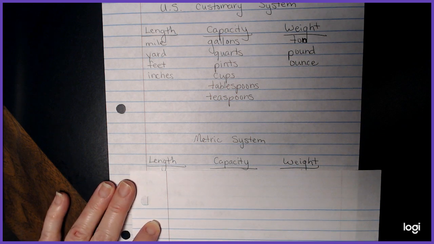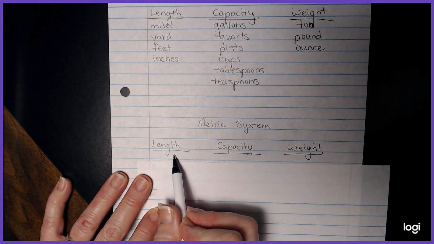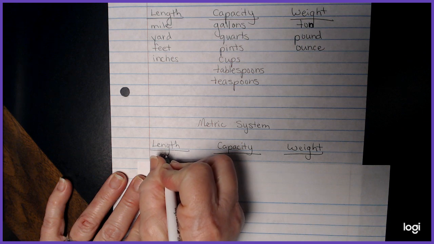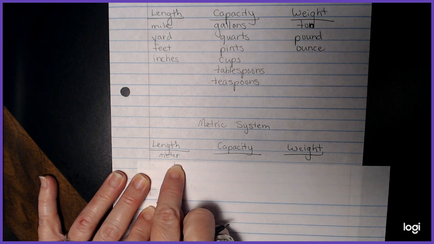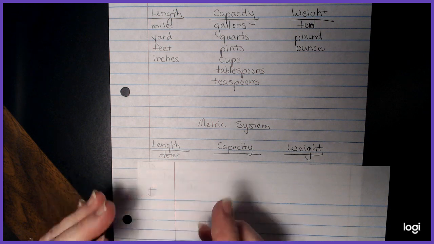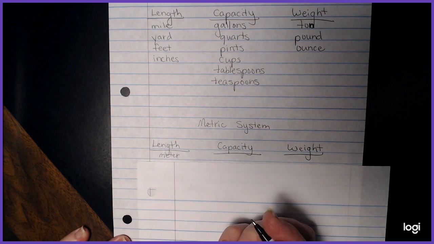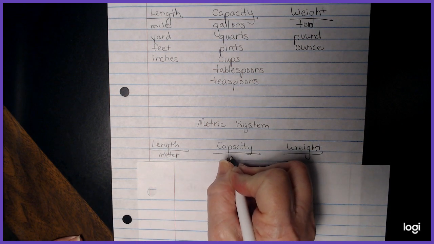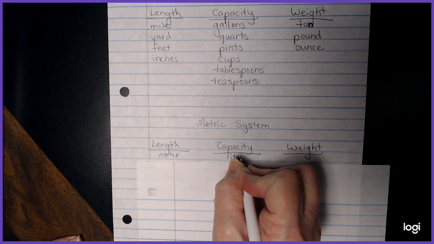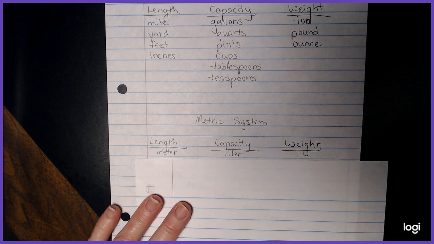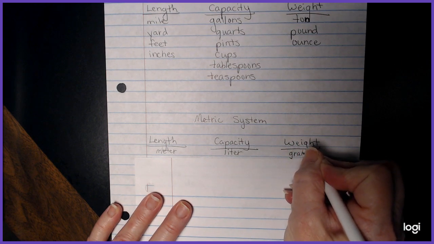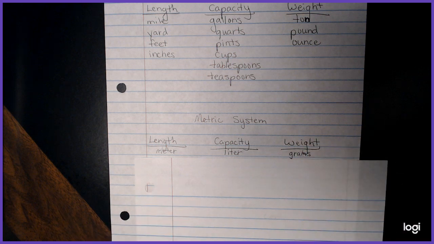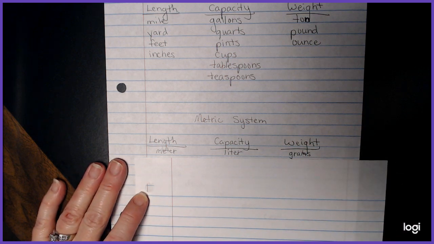Okay, so we have here length, capacity, and weight. All I want you to write underneath length is we're going to use some sort of measurement with the word meter. The metric system uses meter. Capacity, remember, is like a container, right? A container of something that holds something. Well, in our picture we had earlier with the gallon, it's called a liter that contains liquid. And the weight that they use is called grams. These are the three words that we will use for all measurements.